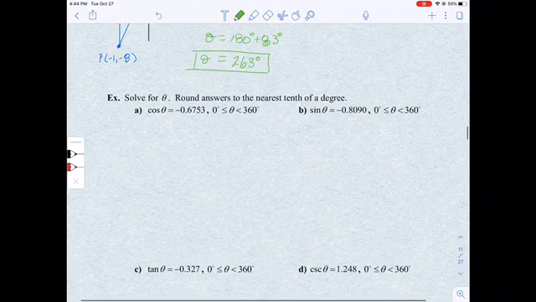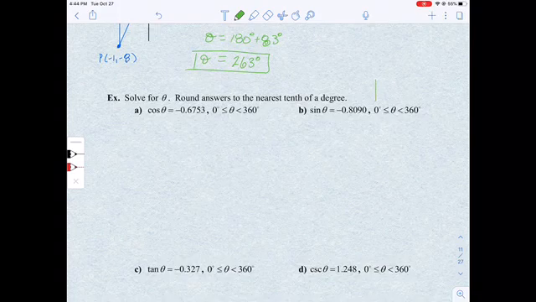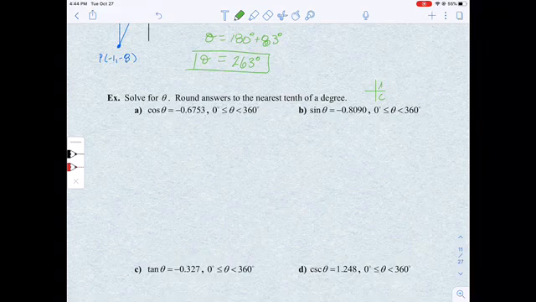Now here's how we do this. I'm going to think about that CAST rule, because I'm solving for the angle. Cosine is negative. Now where's cosine negative? I know cosine is going to be negative in the second and the third quadrants.